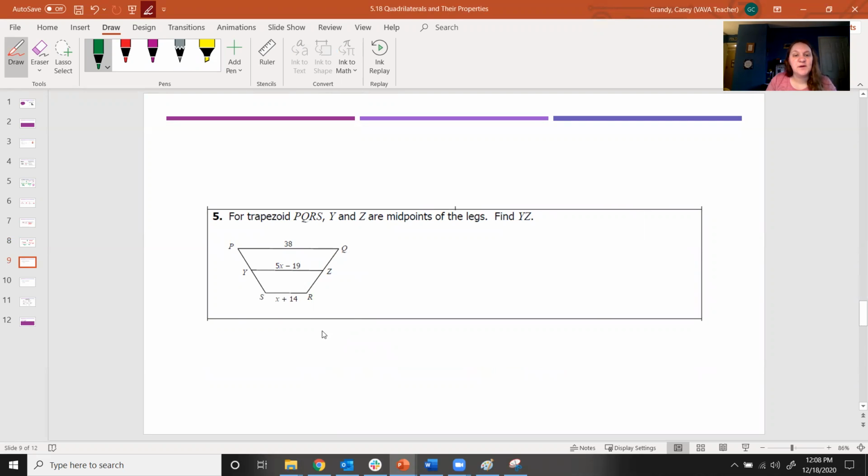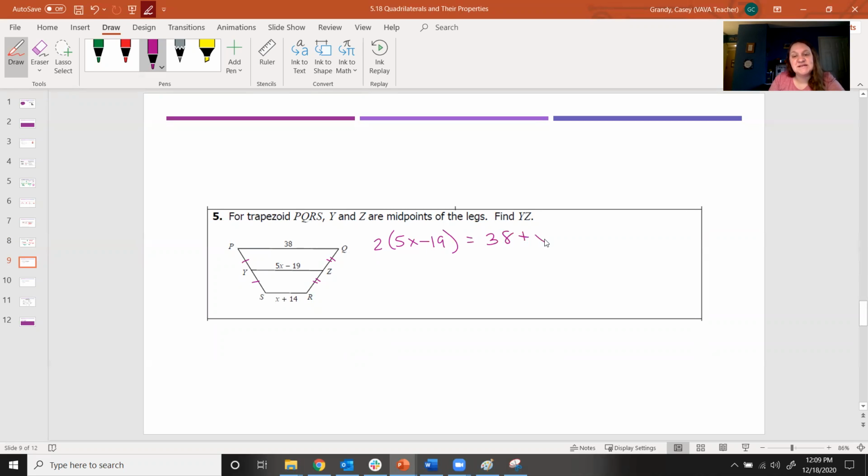All right, so for this one, we have a midsegment of a trapezoid again, and I know that because it's telling me that Y and Z are midpoints of the legs. So Y is the midpoint of this leg, Z is the midpoint of that leg, and it wants us to find YZ. So we're going to have to use some algebra to solve, and then we'll plug our X in to find the length of YZ.